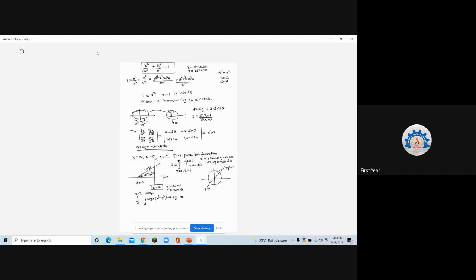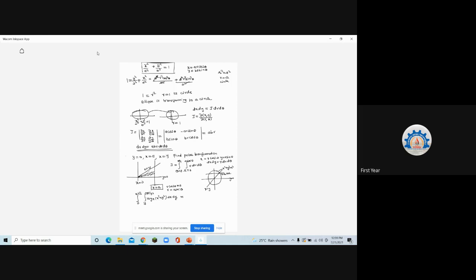What are the limits of y? y is 0, this is the line y is equal to 0. And the other one is y is equal to a by root 2. So if I join this, this common point will be a by root 2 comma a by root 2. Okay?